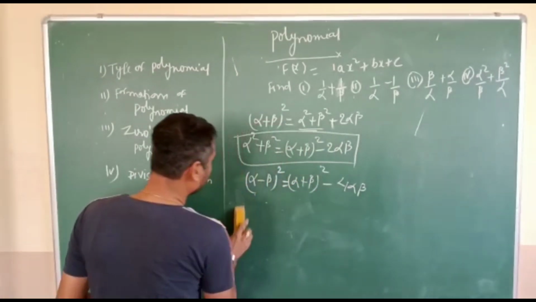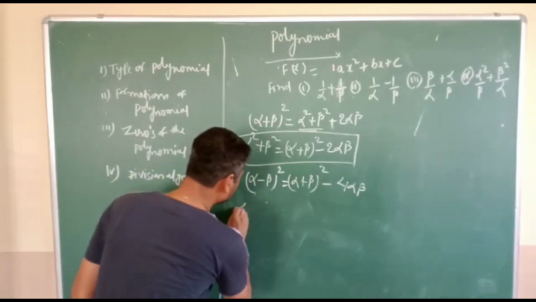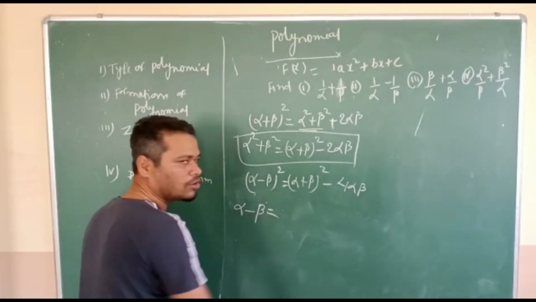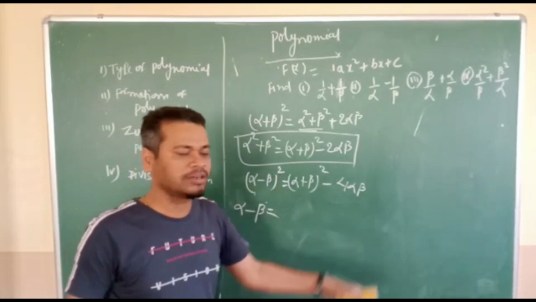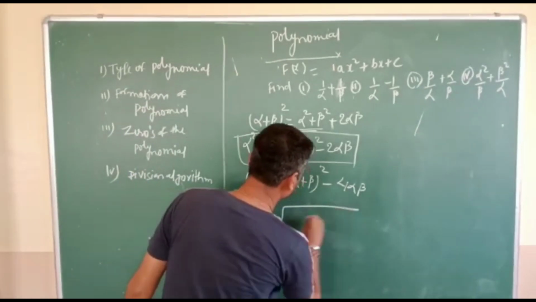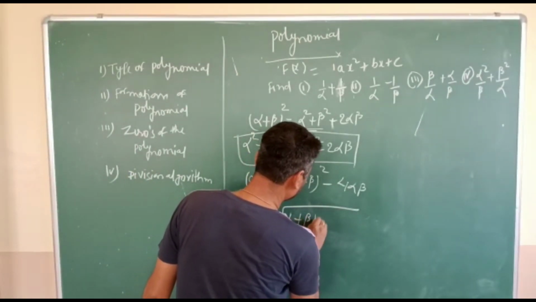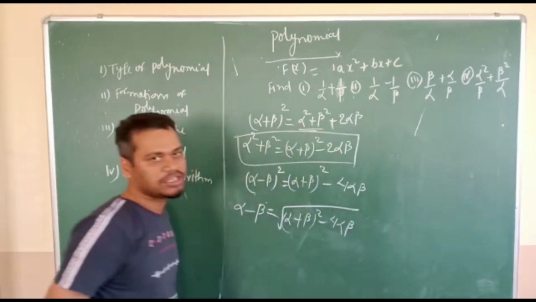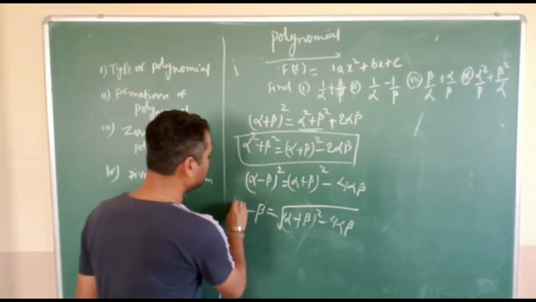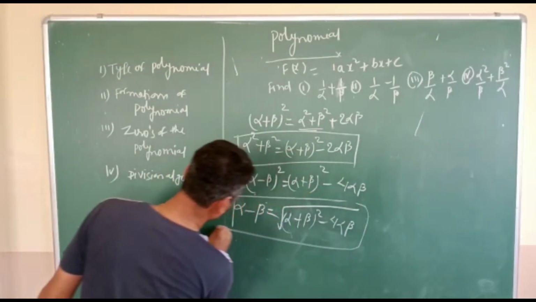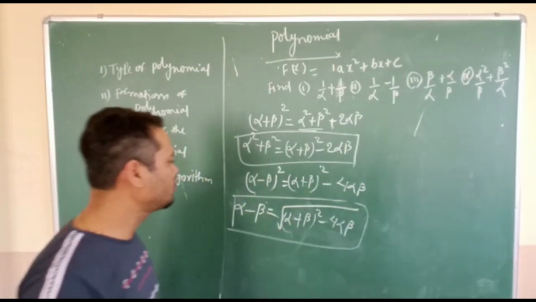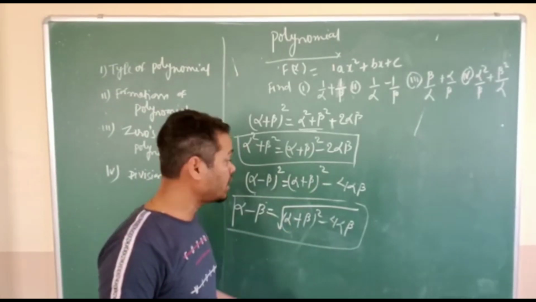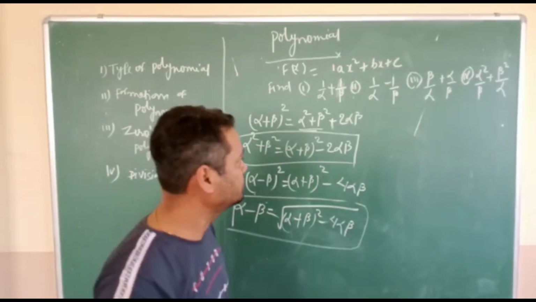Alright. Okay. What about this one? The square of this is this part, so if I take the square root, my job is done. Alpha plus beta whole square minus 4 alpha beta. These are the formulas which you should note down in your notebook. Alpha minus beta will be equal to the square root of alpha plus beta whole square minus 4 alpha beta.